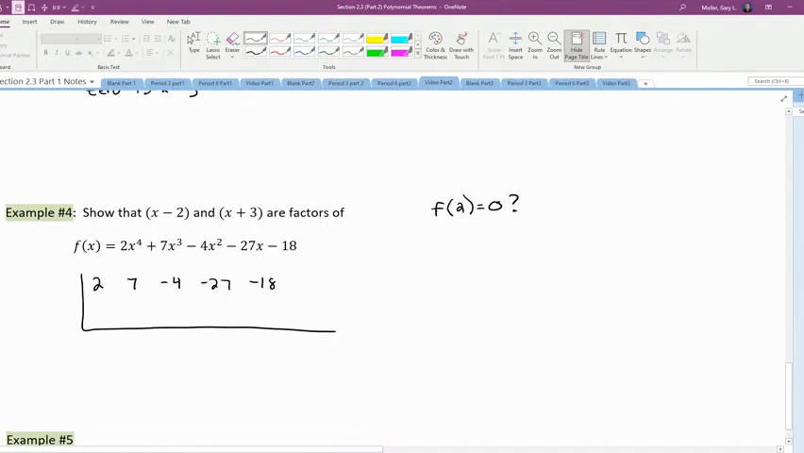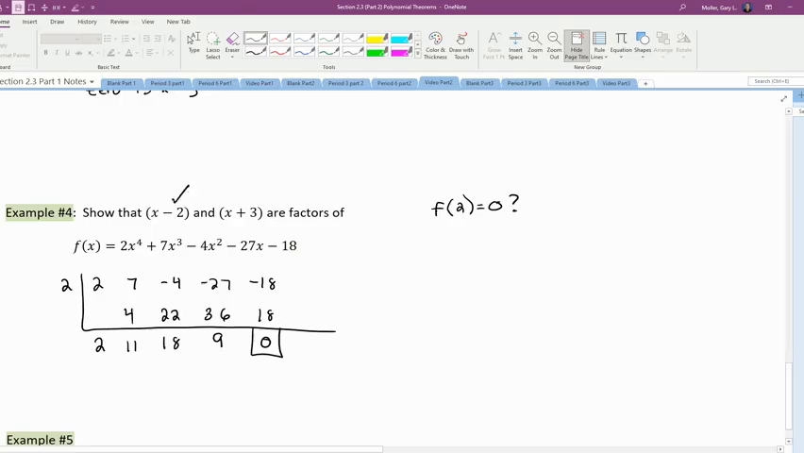All right. Is x minus 2 a factor? Let's find out. I'm going to use positive 2. I always use the opposite. I get 4. I get 11. I get 22. I get, what, 18? I get 36. I get 9. 2 times 9 is 18. I get 0. All right. Now, yes, x minus 2 is a factor.